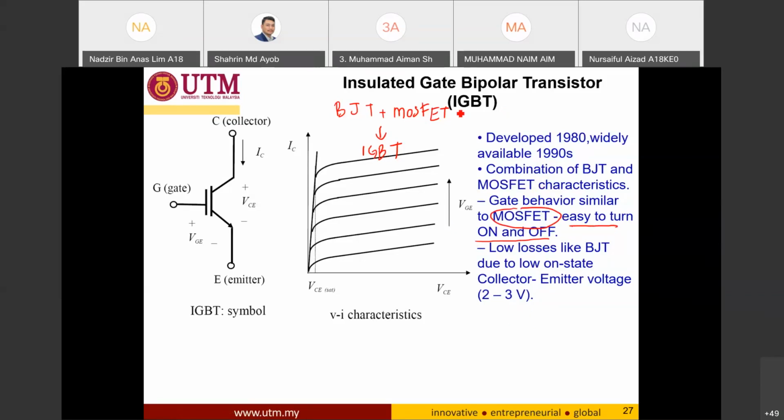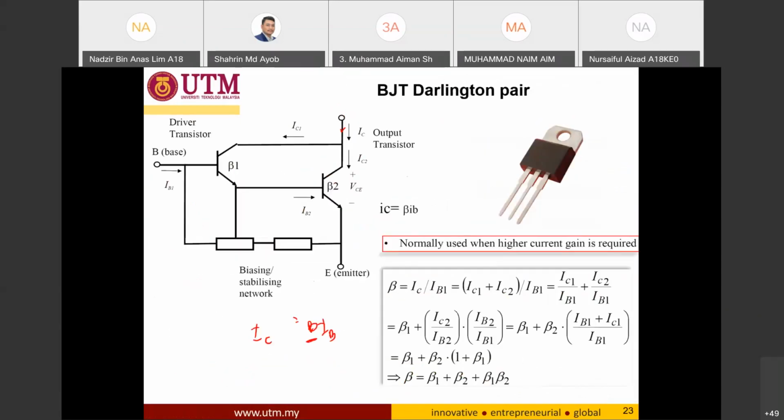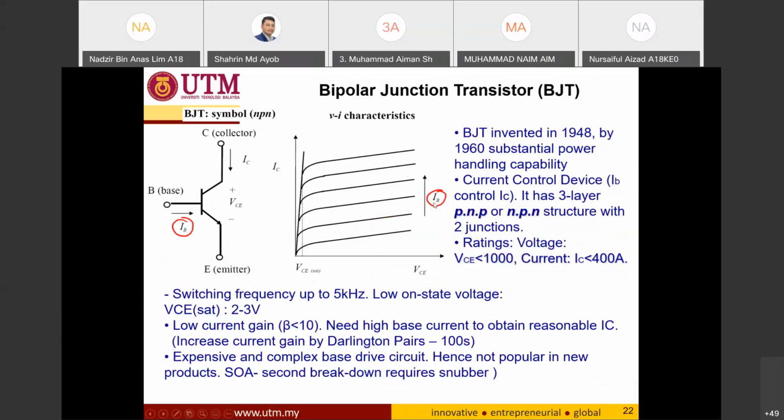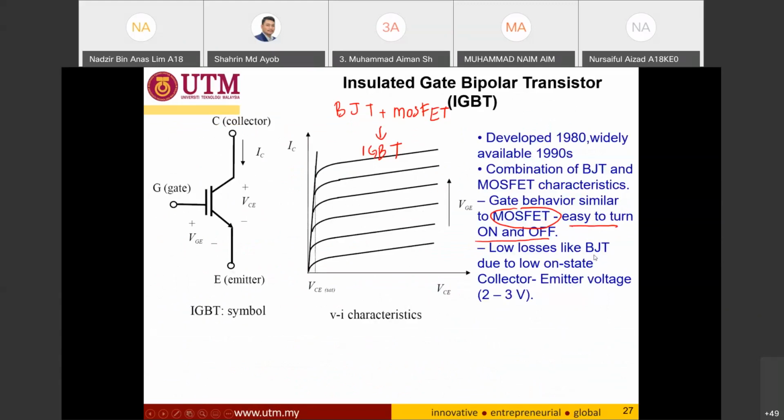But the MOSFET, as you can see here, has a limitation where its RDS on is very high, so you have high losses here. The BJT, on the other hand, has very low power losses. So what the IGBT does is inherit the losses from the BJT genetics. For the gate drive, it uses the MOSFET, and for the losses, it uses the BJT. So both are combined.